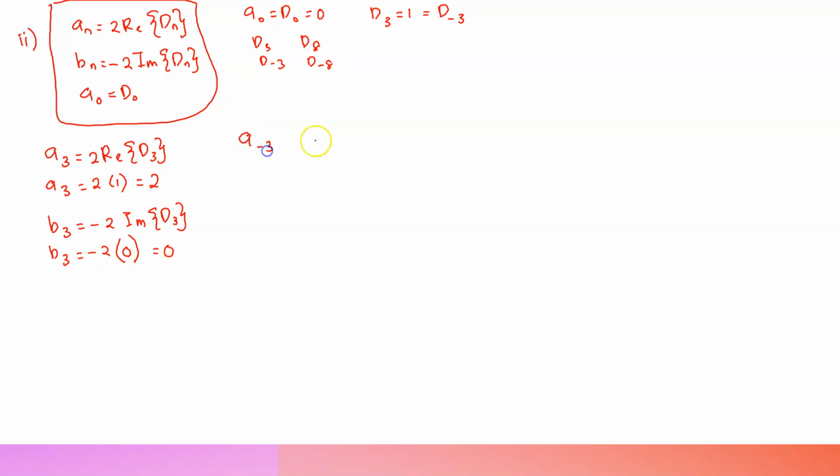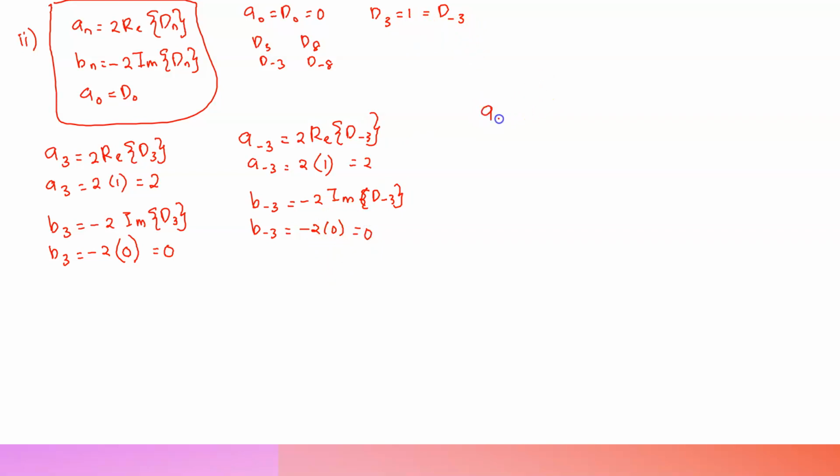Now a minus 3, same: 2 times the real part of d minus 3. Again, d minus 3 equals 1 from the previous calculation, and this is the real part, so it equals 2. b minus 3 equals minus 2 times the imaginary part of d minus 3. Again, this will be 0, because d minus 3 doesn't have an imaginary part.